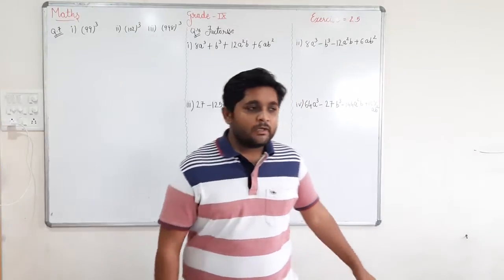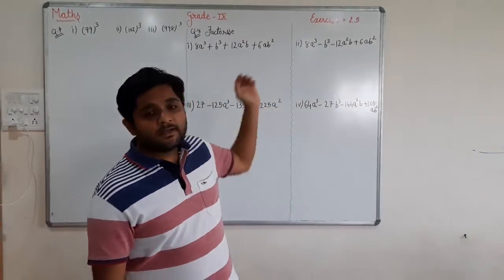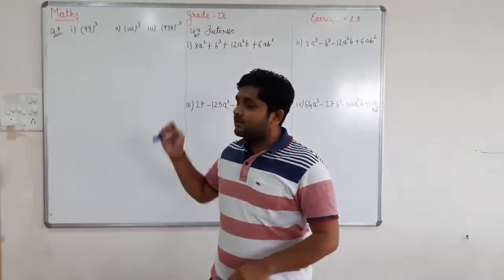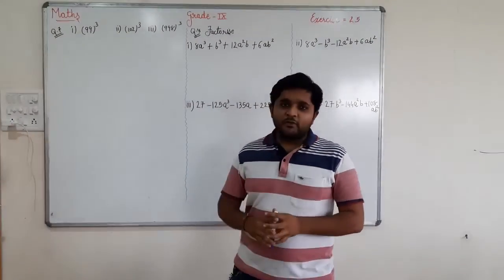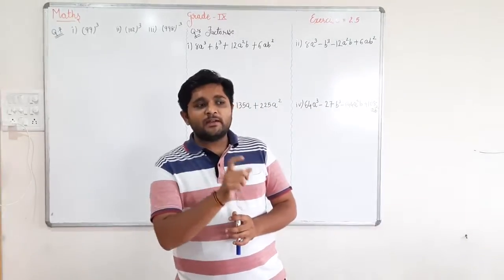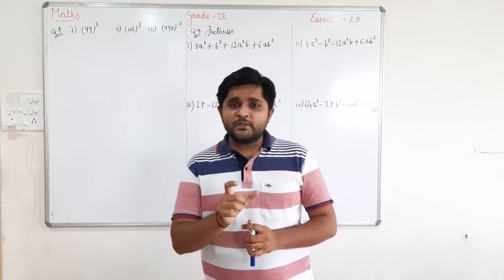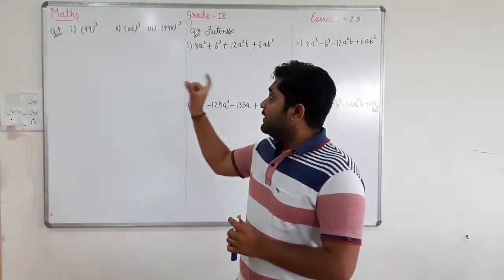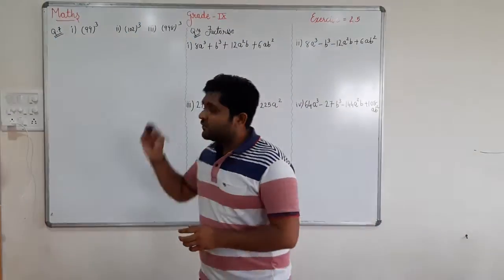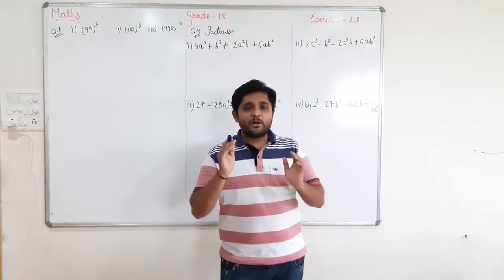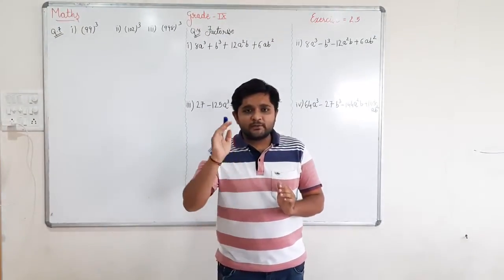So today we are going to start our exercise 2.5 question number 7. Question number 7 is: evaluate the following using the suitable identity. So here we have to use an identity and find the answer of the following question. The first one is 99 raised to power 3. So the power is given as 3.